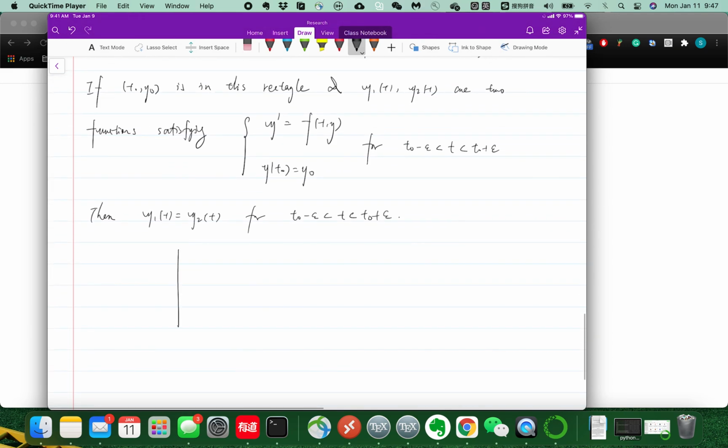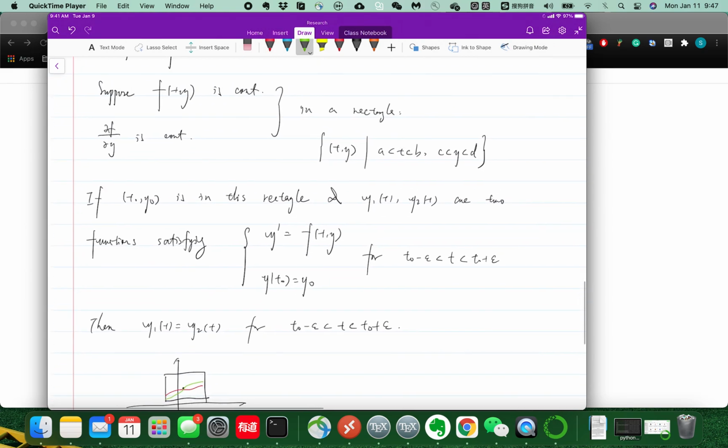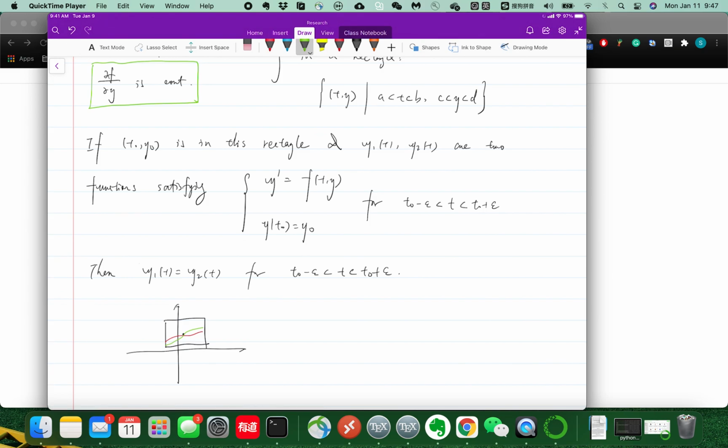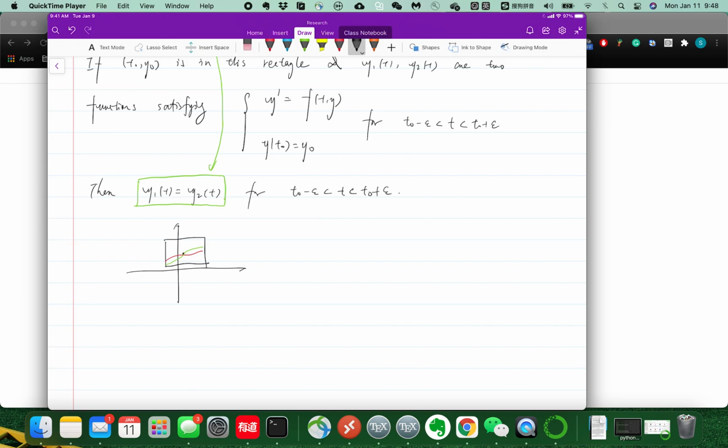You want the derivative to be nice in a fixed rectangle, and then you will have a guarantee of existence of solution within this rectangle. No problem. But this time, to make it unique, you will need an additional requirement, that is, this has to be continuous. Okay, that will guarantee this. Everything else is just for existence. Okay, so if you require a little bit more, you will have uniqueness.